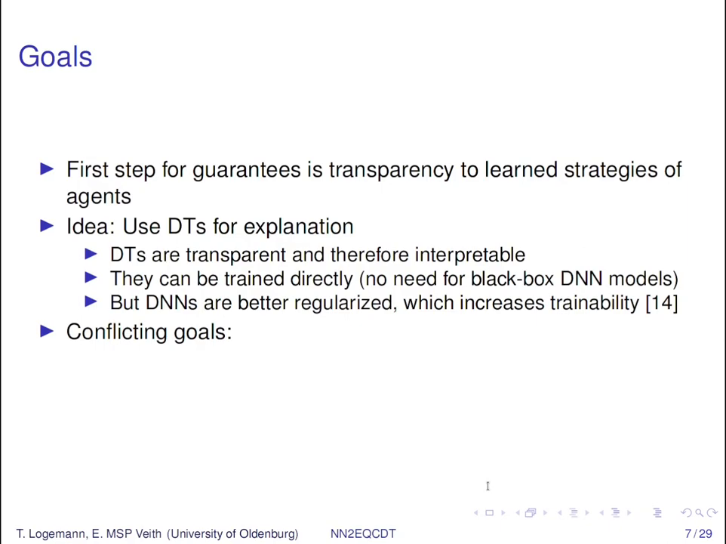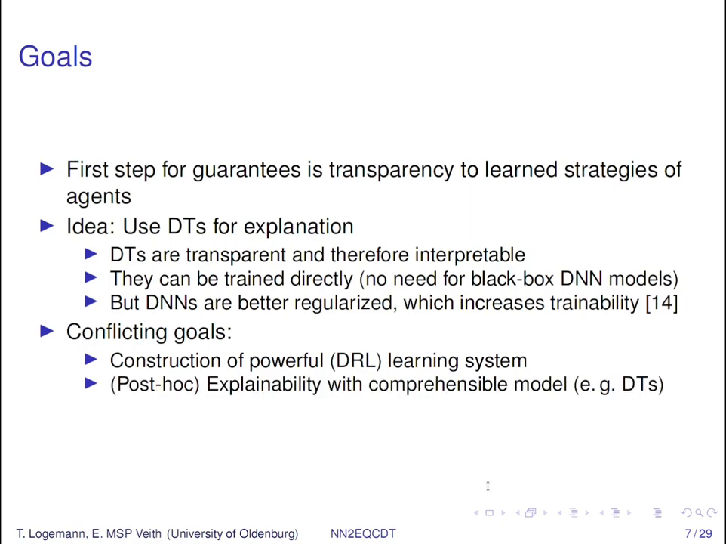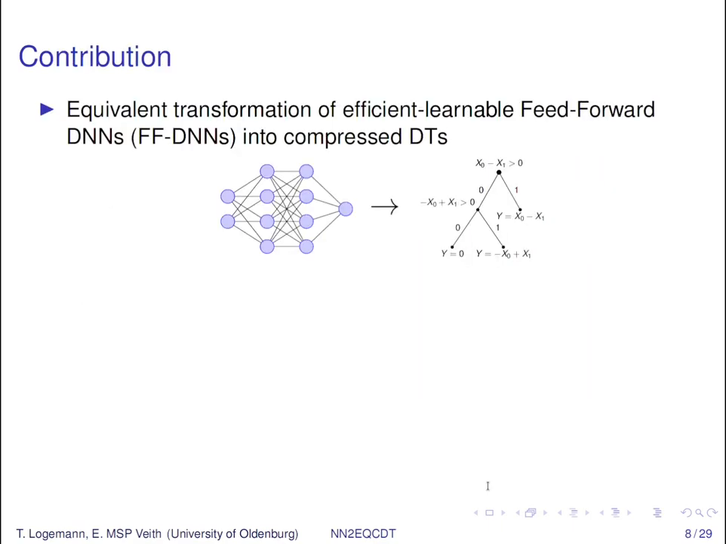So there are the conflicting goals of the construction of powerful DRL learning systems and the post-hoc explainability of comprehensible models such as decision trees. Our contribution to this problem is the NN2EQCDT algorithm that does an equivalent transformation of efficient, learnable, feed-forward deep neural networks into compressed decision trees.